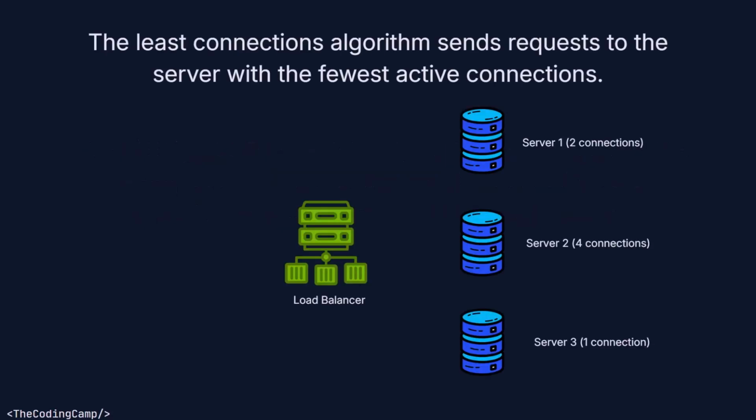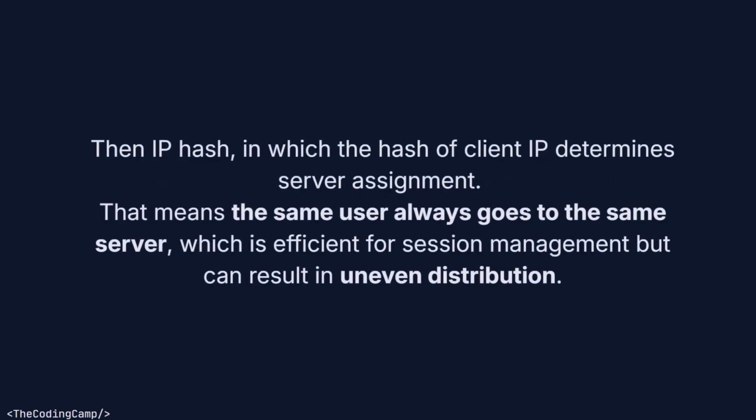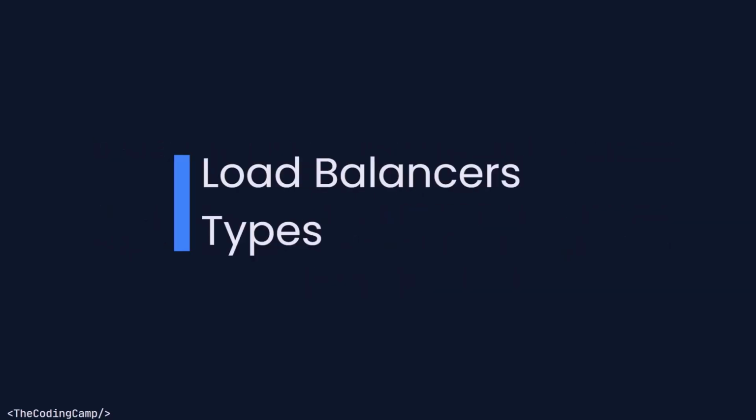Then, the least connections algorithm, which sends requests to the server with the fewest active connections. This algorithm adapts to real-time load, but the disadvantage is the overhead of tracking the active connections. Then, least response time, which chooses the server with the fastest response time. This optimizes user experience, but requires constant measurement of latency. Then, IP hash, in which the hash of the client IP determines server assignment. That means the same user always goes to the same server, which is efficient for session management, but can result in uneven distribution. Let's understand the different types of load balancers.